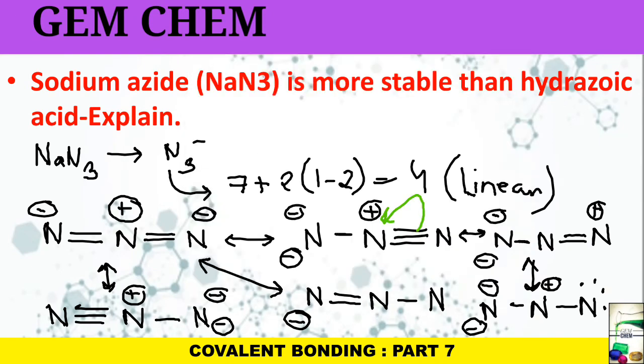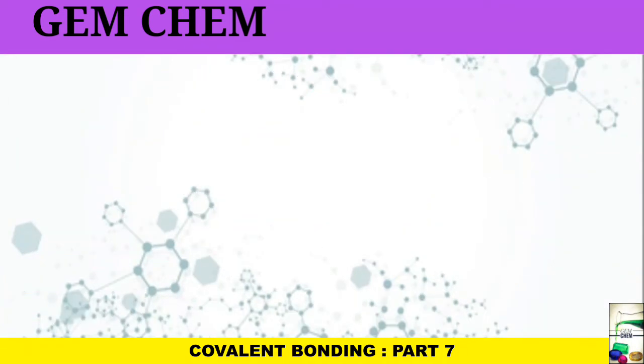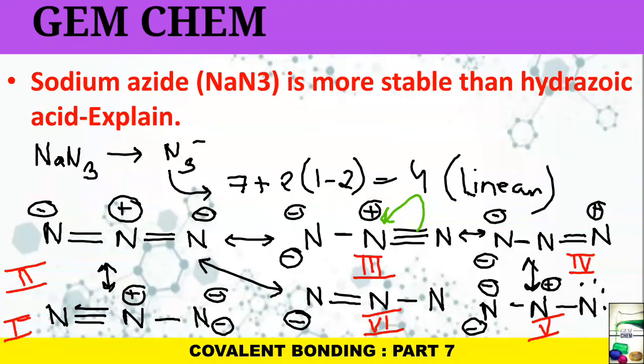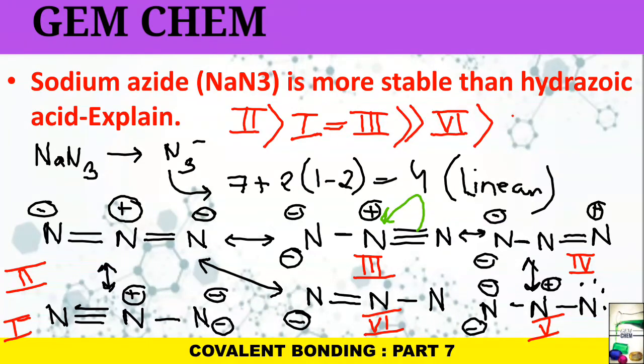If we number them, then we can see that there are many resonance structures. That is 1, 2, 3, 4, 5, 6. 6 resonance structures. And we will also see for hydrazoic acid, right? So if we try to see the contribution, see that 2's contribution is much greater than 1 and 3. Next comes our 6, then comes our 4 and then comes our 5.